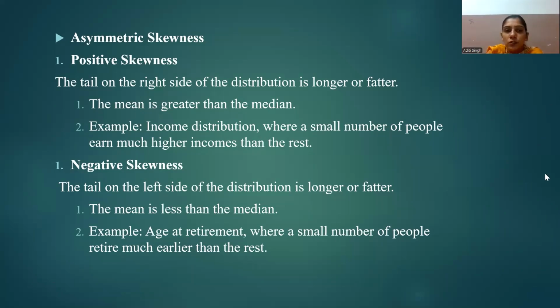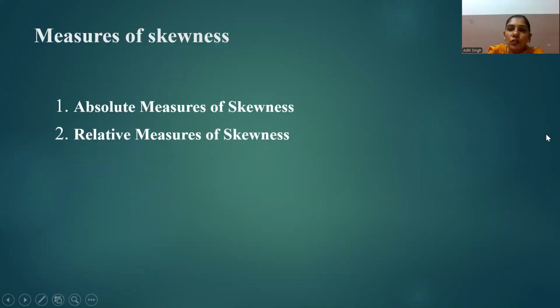Now let's come to the next part, which is measures of skewness. There are two measures of skewness basically: absolute measure and relative measure. So what is the use of measuring skewness? Why is it important? Measures of skewness help us to know to what degree and in which direction, positive or negative, the frequency distribution has a departure from symmetry.